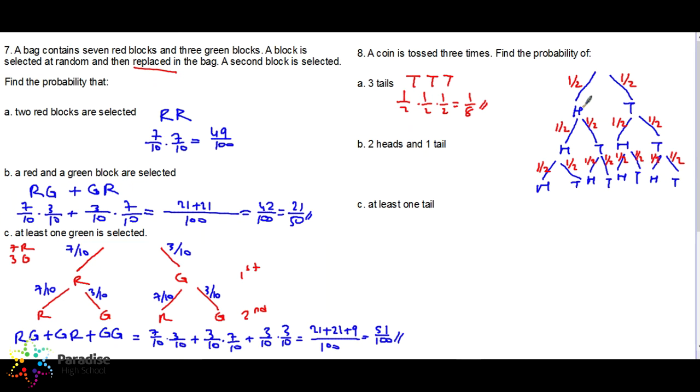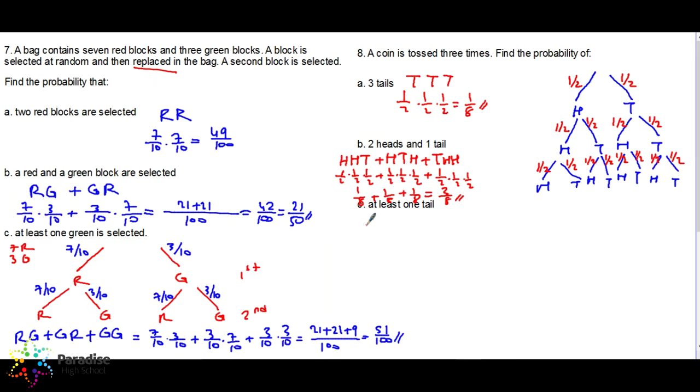Two heads, one tail. What are the possible outcomes? HHH cannot. HHT can. Two heads, one tail. Or can it be HTH? Yeah, of course. HTH, two heads, one tail. It can be HTT? No. It can be THH? Yes, two heads, one tail. It can be THT? No. TTH? No. TTT? No. Okay, each time the probability will be 1 over 2 times 1 over 2 times 1 over 2, plus 1 over 2 times 1 over 2 times 1 over 2, plus 1 over 2 times 1 over 2 times 1 over 2. So it makes 1 over 8 plus 1 over 8 plus 1 over 8. That could be 3 over 8.